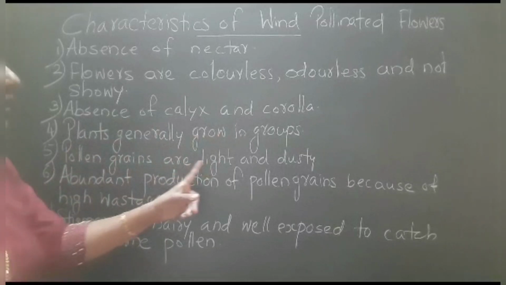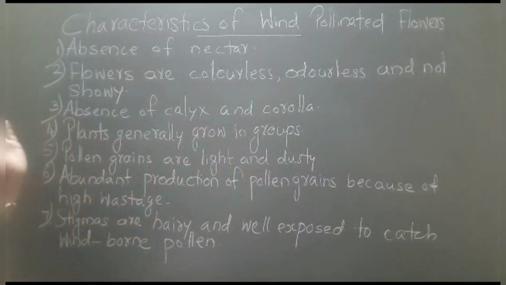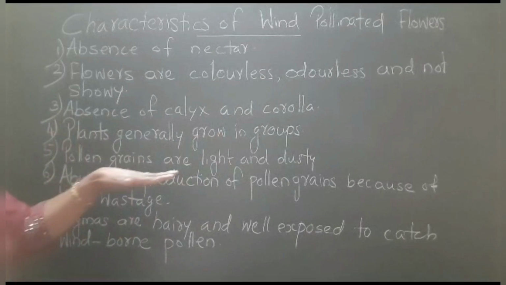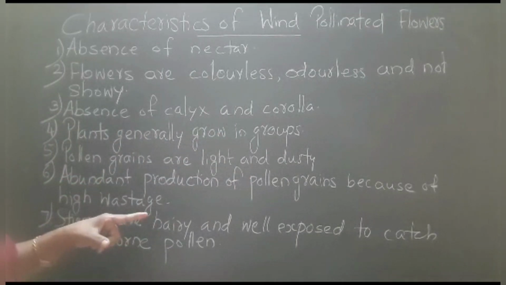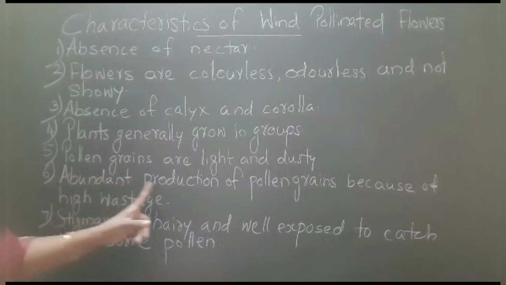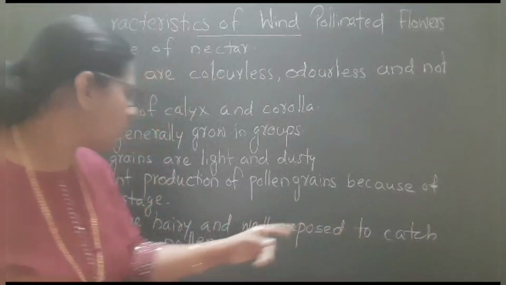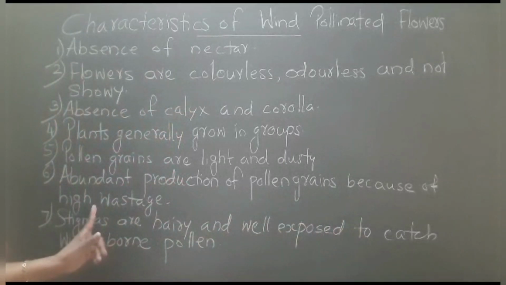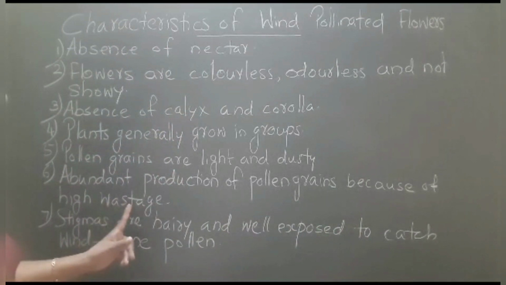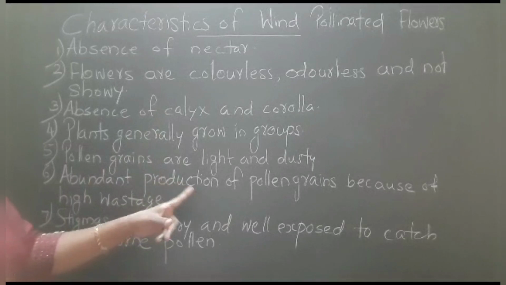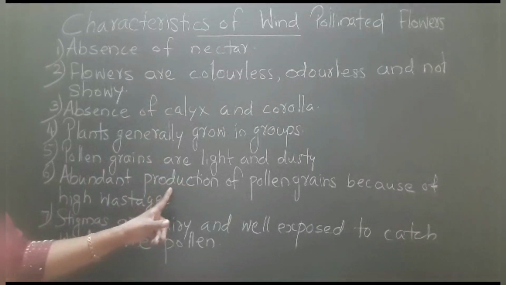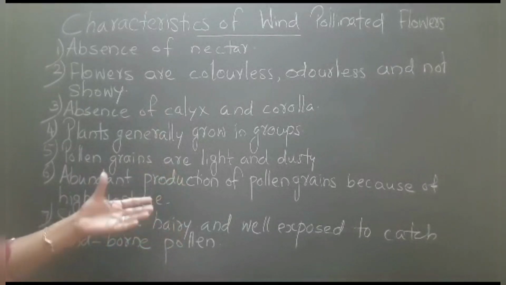In these wind pollinated flowers, pollen grains are light and dusty. Then only wind can carry them. There is abundant production of pollen grains because of high wastage. There is a chance for high wastage. That is why in this kind of flowers, pollen grain production is high or abundant.